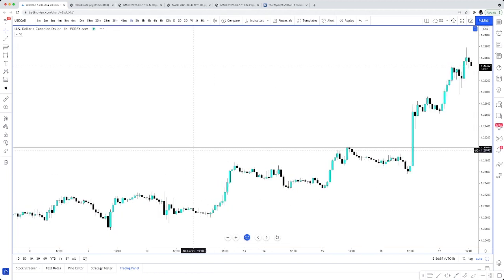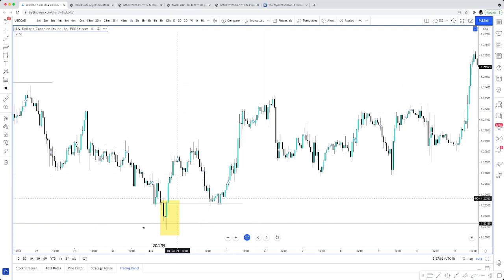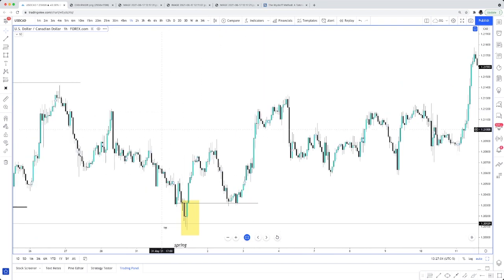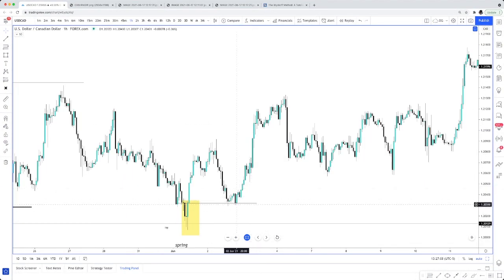I ended up taking partials around this range right here. I wanted to hold these trades all the way. I wanted to hold these trades right here. I wanted to hold these opportunities all the way up here and partial up there. What I started noticing was divergence, right?